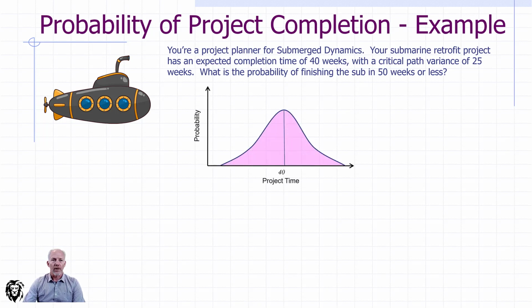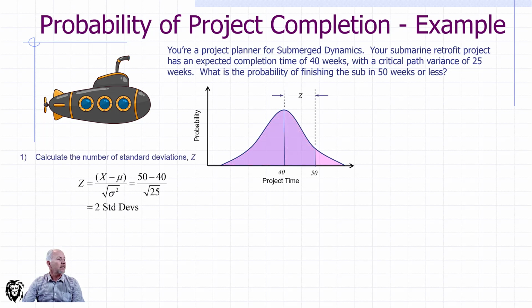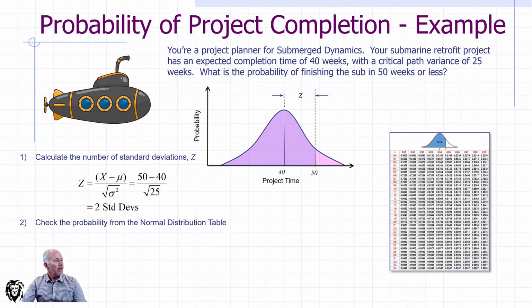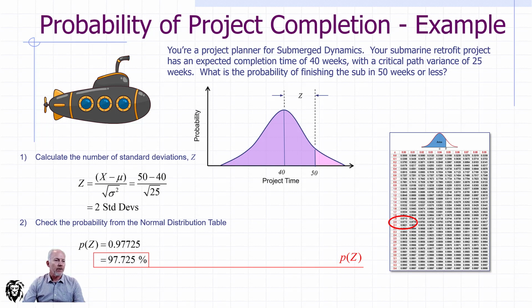And so we start with our probability, and of course we're looking for the value Z. So we need to calculate that. We take out our formula and put in our target of 50 weeks less the 40-week expected completion time, and we divide that through by the standard deviation of the project. It had a critical path variance of 25, so the standard deviation is the square root of 25, and we get a Z value of 2 standard deviations. So what we need to do is check the probability from the normal distribution table. I show an image here of a normal distribution table.